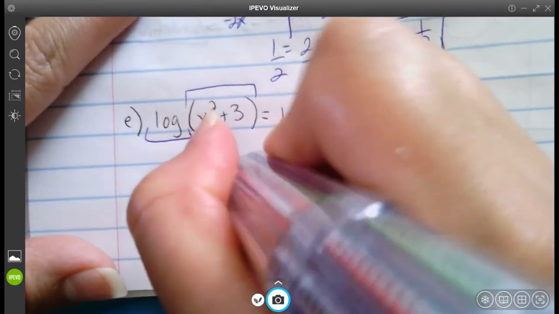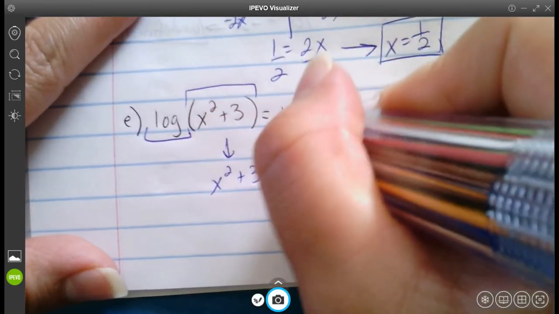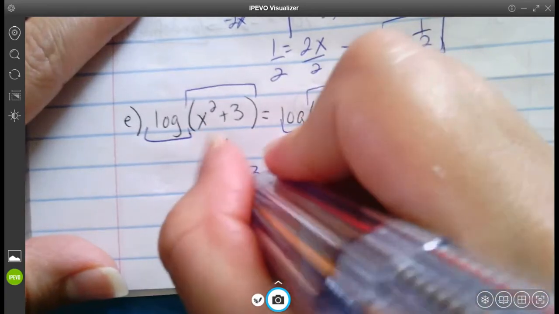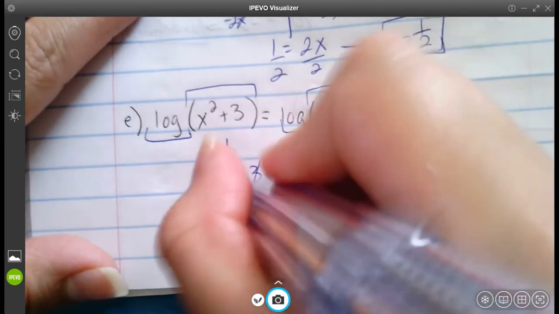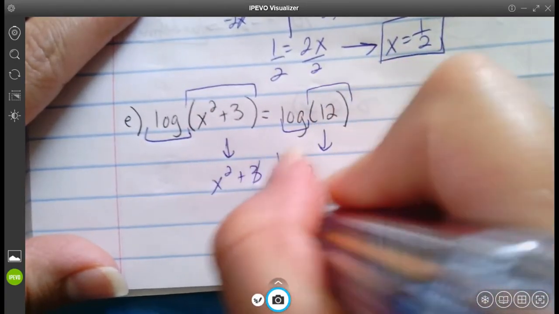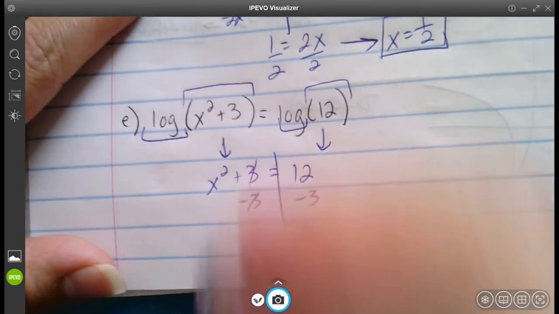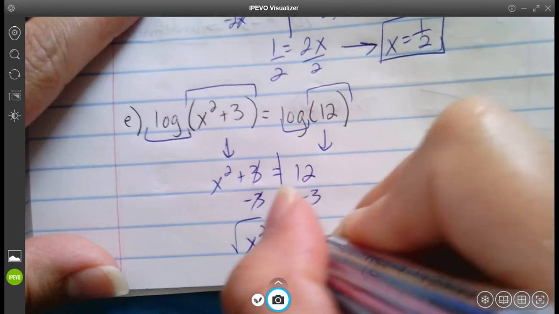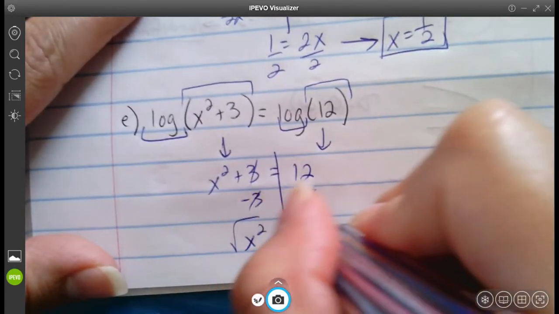So this would be x squared plus 3 is equal to 12. Solve. So x squared is equal to 9. Okay, take the square root of that, and x is going to be equal to positive 3.